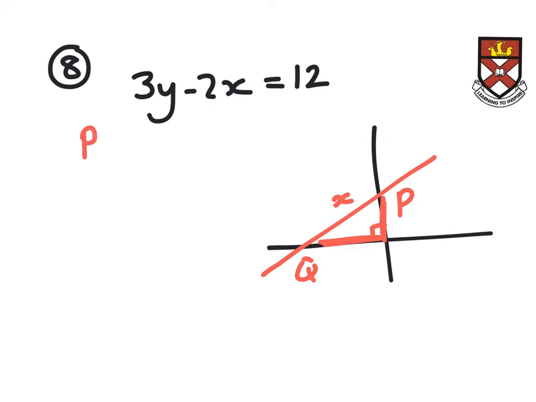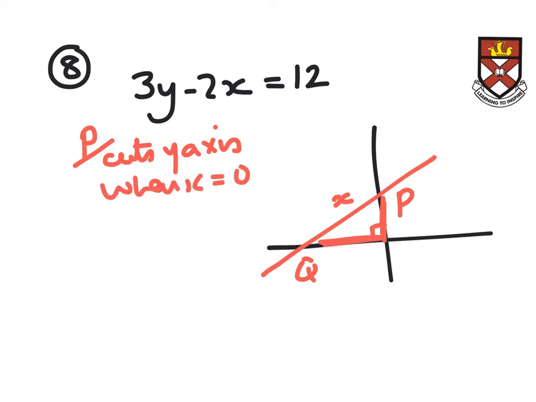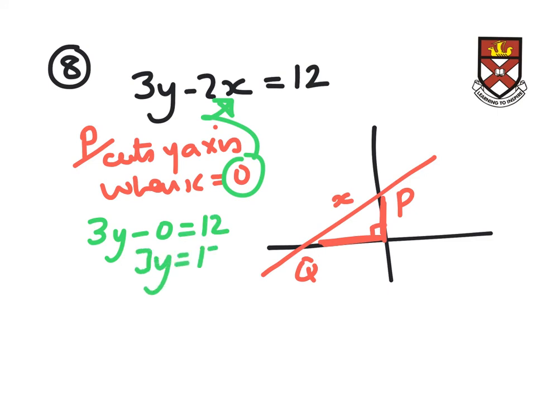So, how do you work out P? P is where it cuts the y-axis. It cuts the y-axis when x is 0. So I'm going to put 0 into this formula for x. So I've got 3y, take away 0 is 12. So 3y is 12, so y must be 4. So I know that the height of this point here is 4.